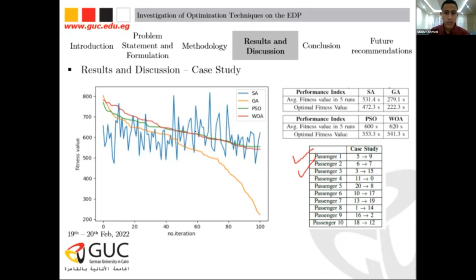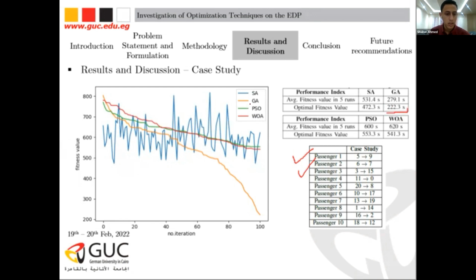It's also observed during the case study or the trial case runs that with the more number of passengers, the more iterations are actually needed in order to reach an optimal solution, as there are several combinations of solutions possible. So you can see here in orange that the genetic algorithm actually performs best over the other algorithms, where it reaches a fitness value of 22.3 seconds.